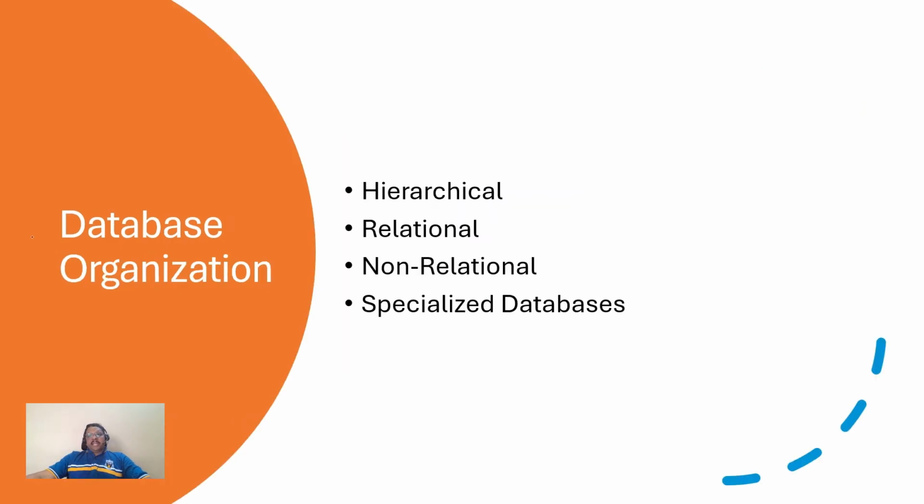Then we have the database organization, which is also important. We have hierarchical databases, the database model where data is organized in a tree-like structure with a parent-child relationship. That's a hierarchical database organization. Then we have the relational database organization, where we have data stored in tables with rows and columns, using relationships among tables through keys. That is a relational database.